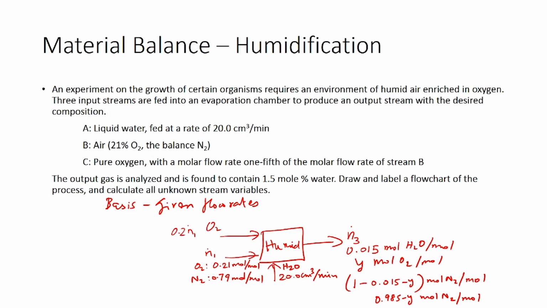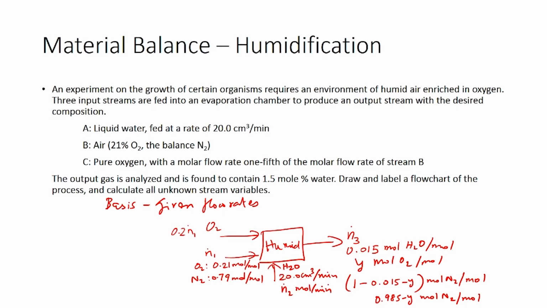The volumetric flow rate which has been given for water should also be converted to molar flow rate, so that we would have all the flow rates in terms of molar flow rates, and we will be able to apply them easily. So, it is important that we convert the flow rate of water to molar flow rate instead of mass flow rate. So, we will call the molar flow rate of water N2 dot moles per minute.